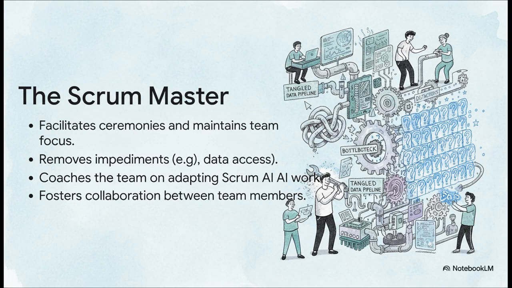Next, we have the Scrum Master. This role is essentially the process coach. They're the facilitator who makes sure the whole system is running smoothly. And for an AI team, their job is just so important. They're the ones running interference, chasing down access to a critical data set or clearing up some infrastructure bottlenecks so the data scientists can actually do their work. They really protect the team from all the outside noise.